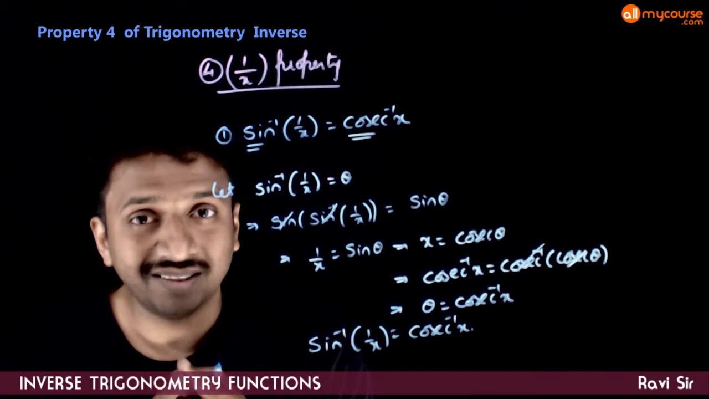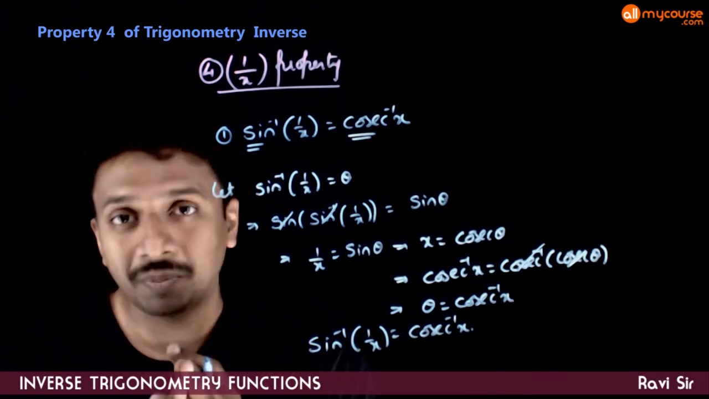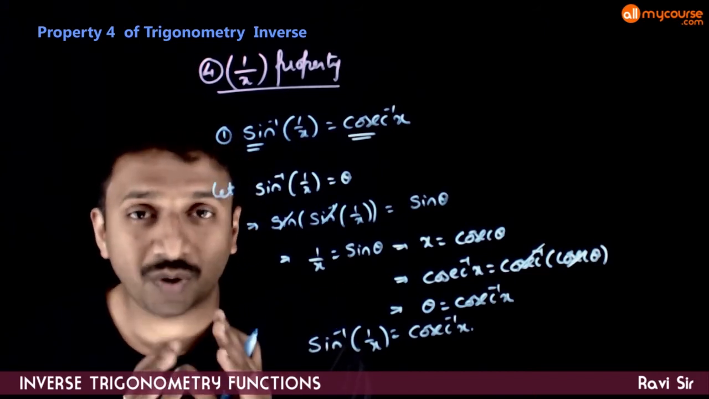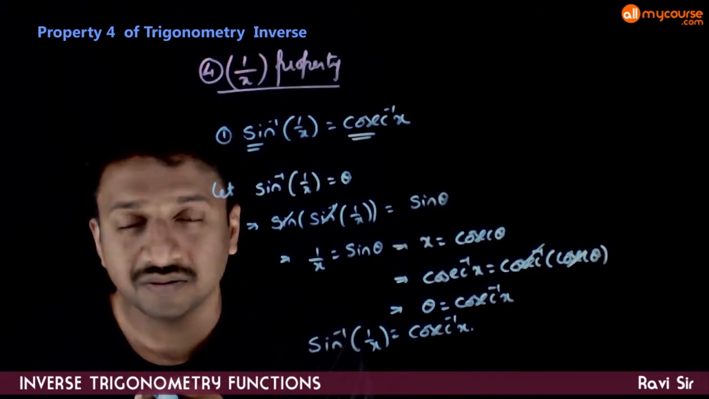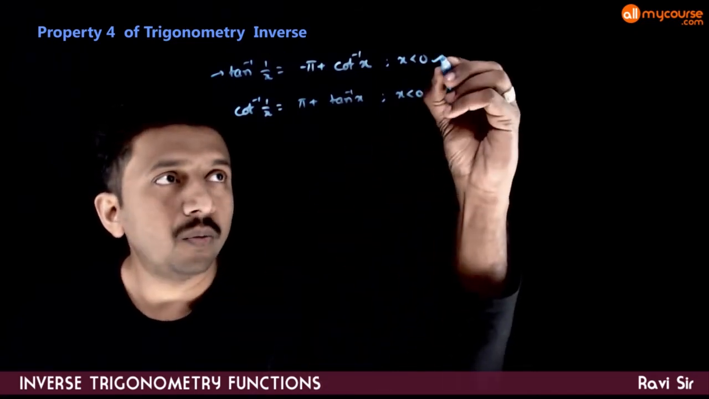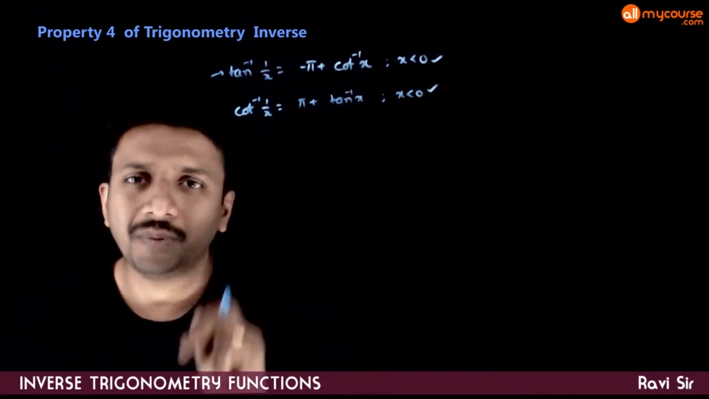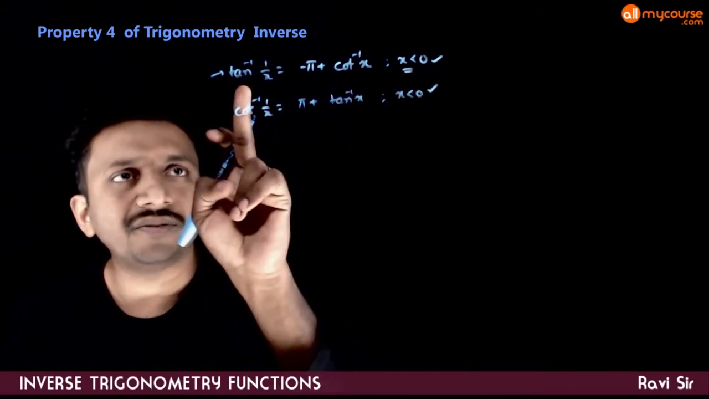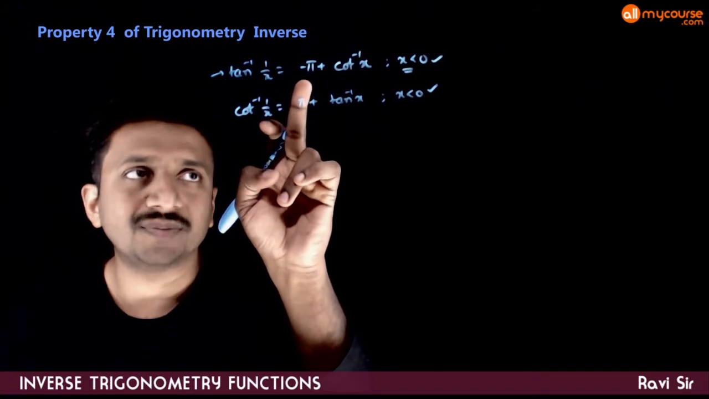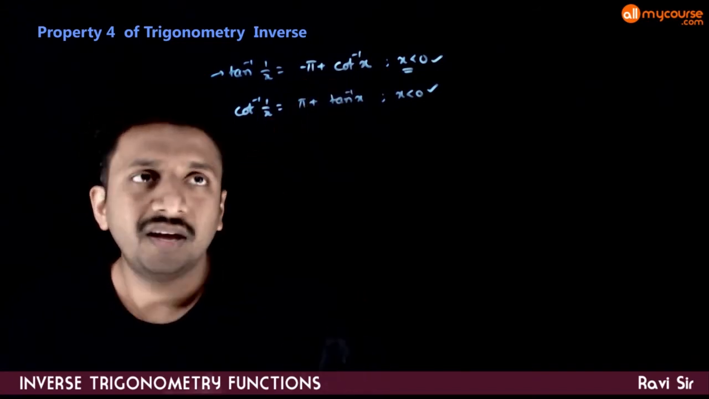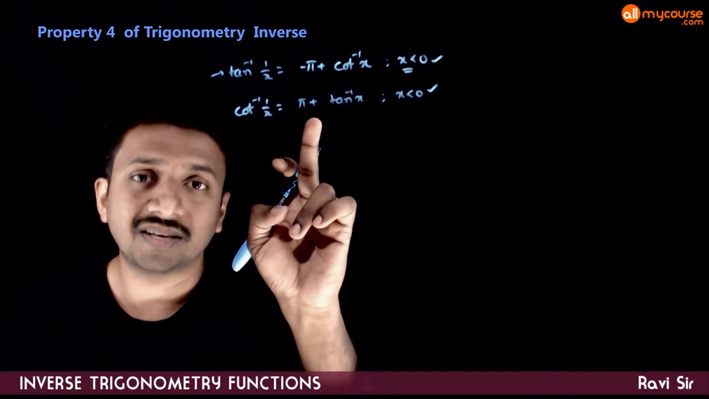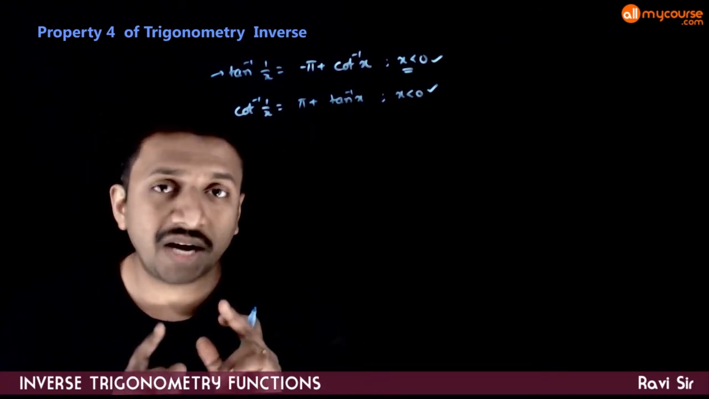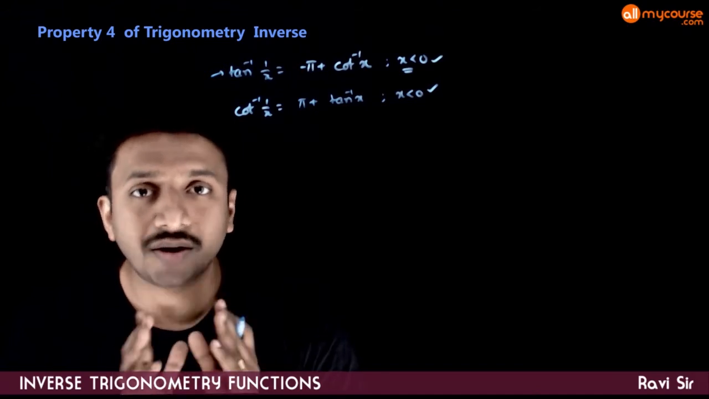Now let us go for the derivation for tan inverse of 1 by x. Let us see why you get two different formulas corresponding to positive x and negative x. Let us look at why there is a difference in the formulas for negative values of x. If x is negative, tan inverse of 1 by x is minus pi plus cot inverse x, and cot inverse of 1 by x is pi plus tan inverse of x. First, let us try to understand this using the quadrant diagram.